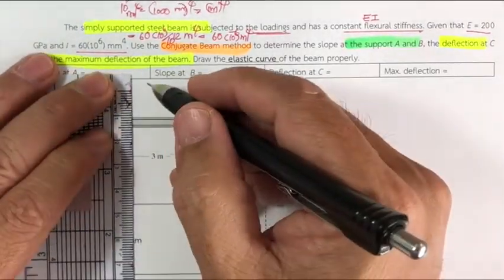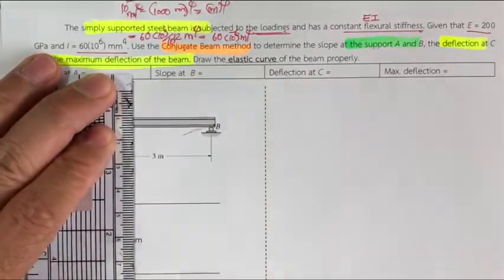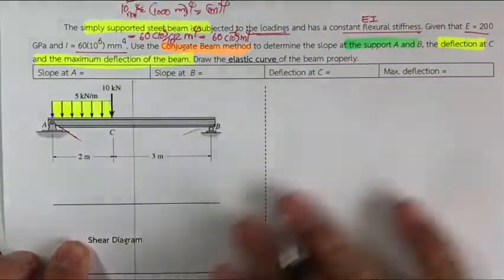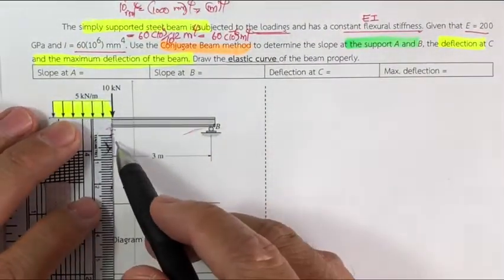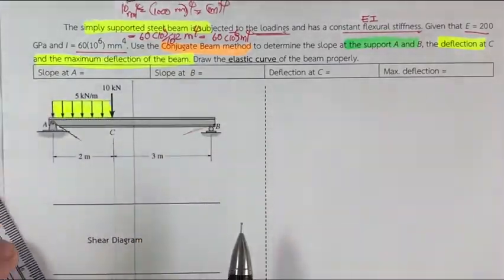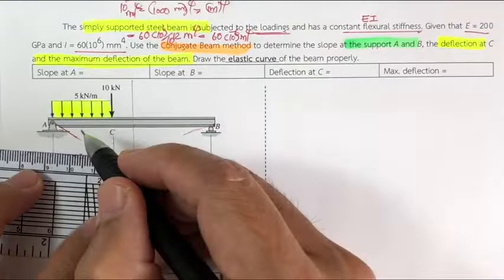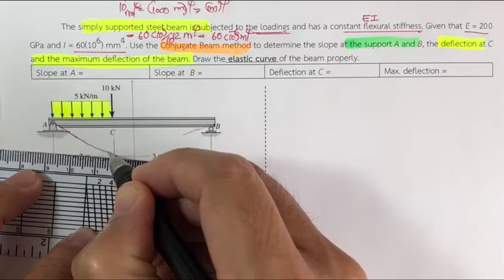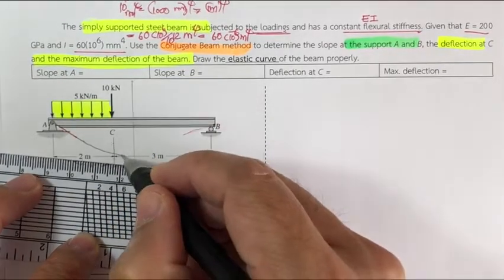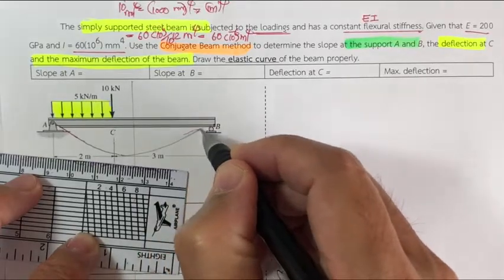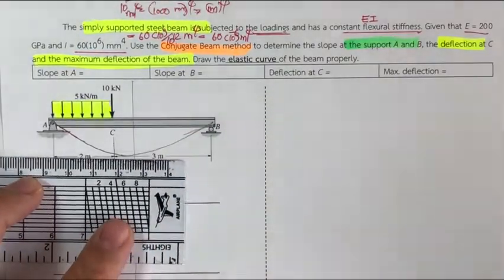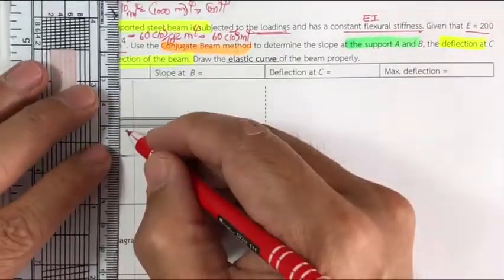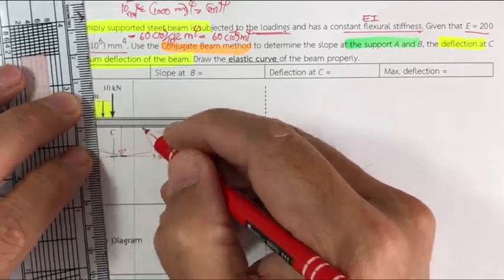If you divide the beam by half, the maximum deflection will occur between point C and the midspan. So the deflection is supposed to go here, and then it's going to have the maximum around here, and then it's going to return back like this. Somewhere here should have the maximum deflection.